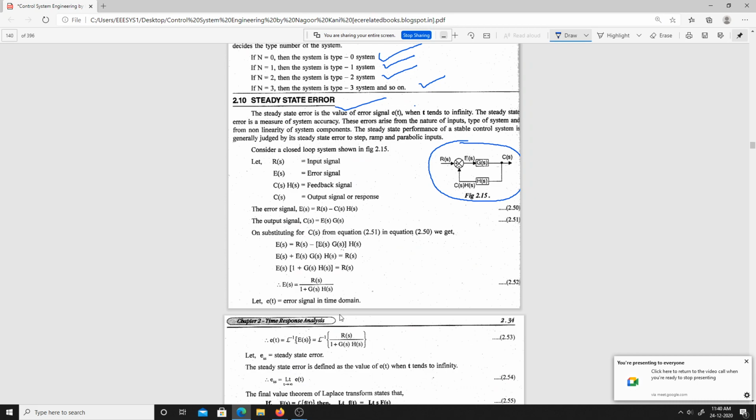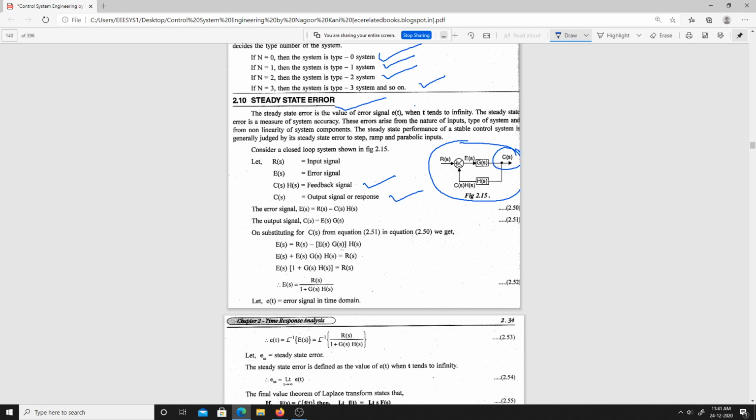So E of S is nothing but the error signal. Now here, what is the feedback signal? The feedback signal here is nothing but C of S into H of S. Whatever we have here is the feedback signal, right? And what is C of S? C of S is nothing but the output signal, or we call it the response.